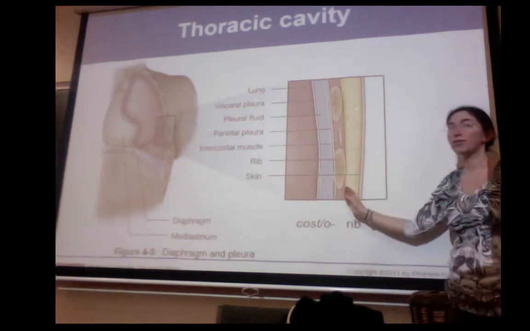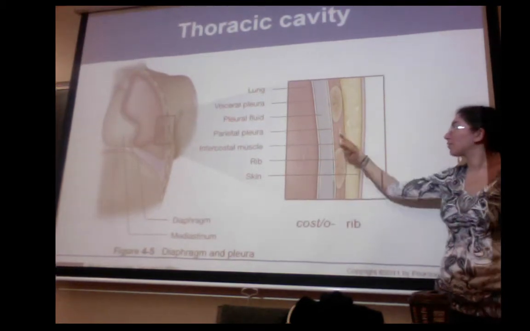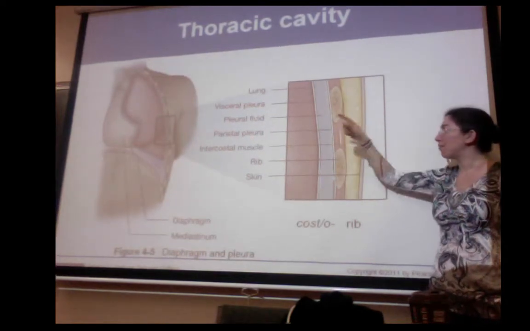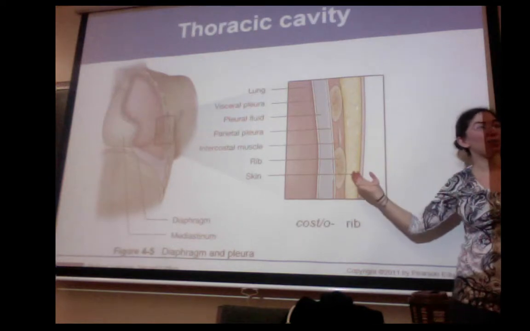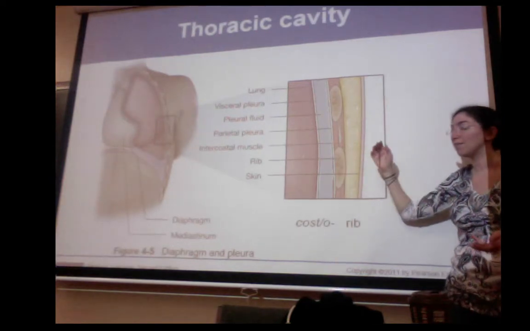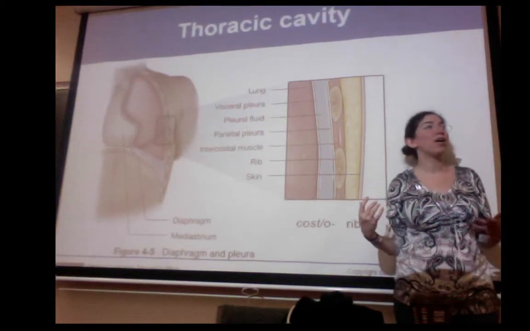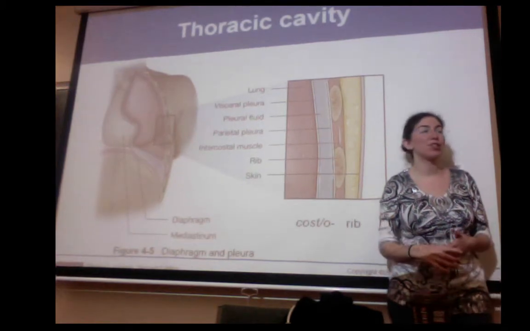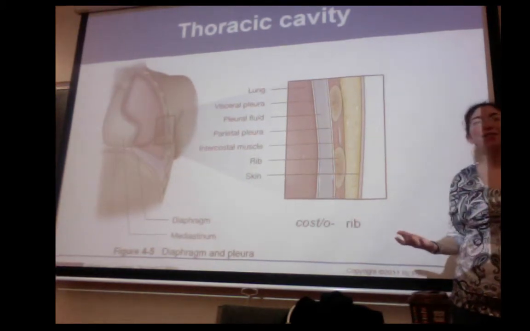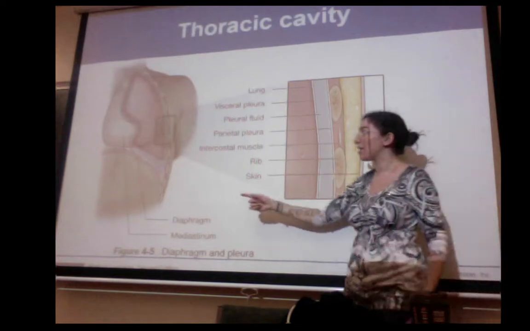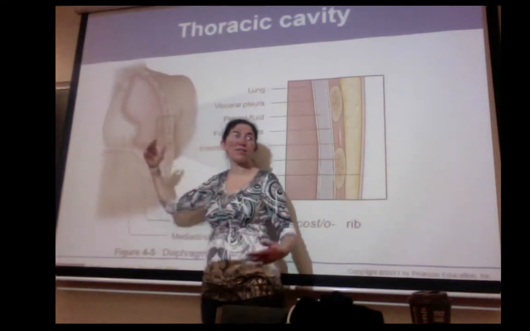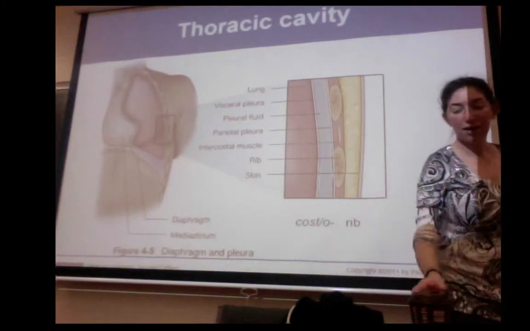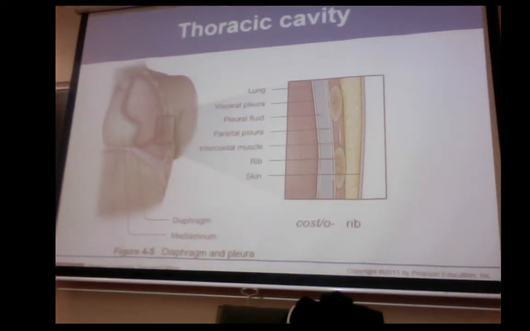So here's just sort of showing you some other tissues in that area. Here's the ribs, the bony ribs. And then there's muscles in between your ribs. They're called the intercostal muscles. They're between the ribs. And they're also involved in helping you breathe, helping your chest expand and contract when you breathe. The other muscle that's very important for helping you breathe is the diaphragm. It's a big sheet-like muscle underneath the lungs that helps you to expand and contract your lungs.